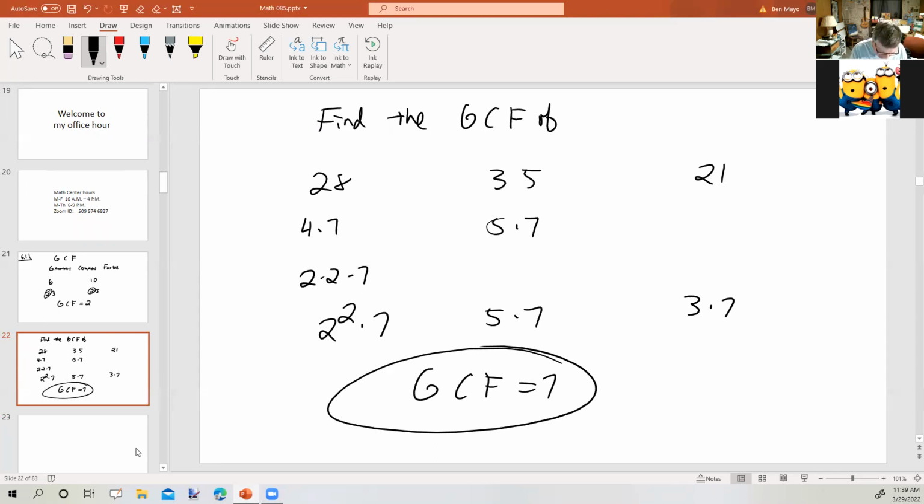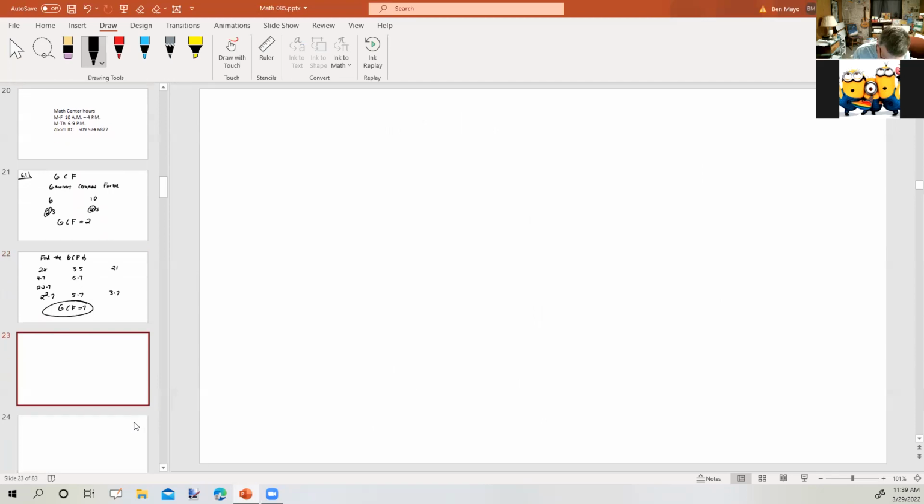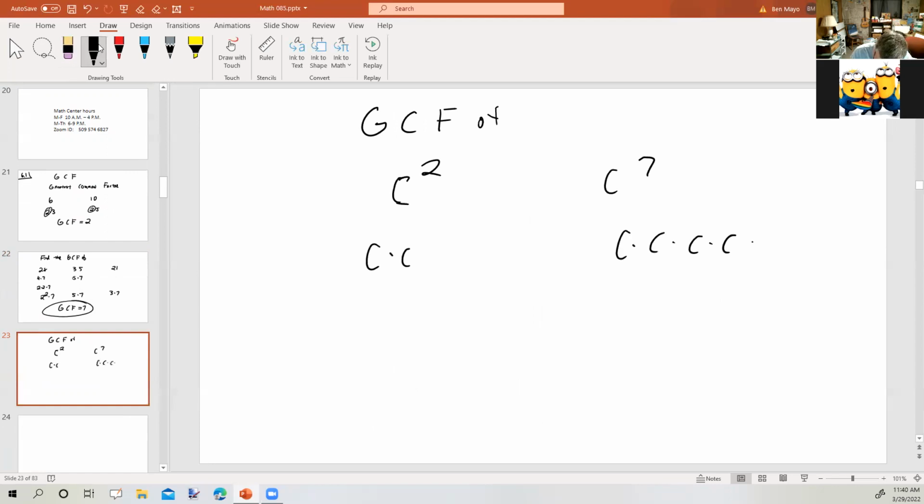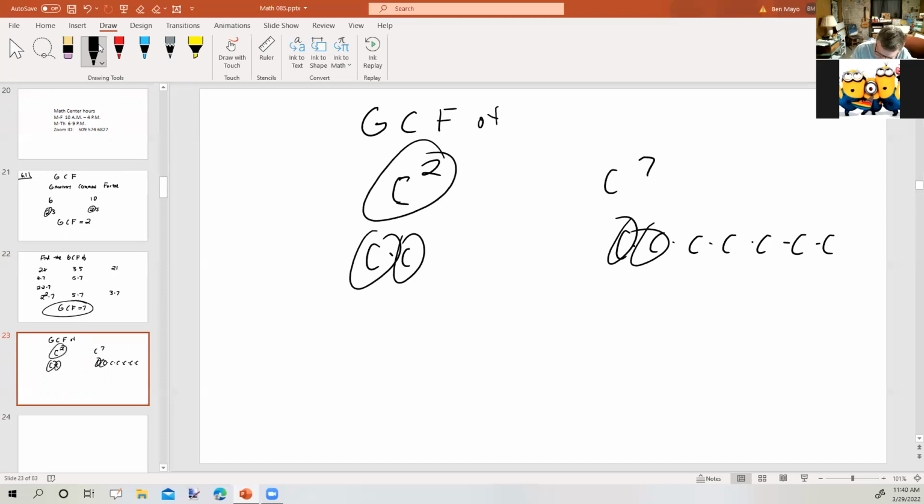All right, let's take a look at another example. It says, find the GCF of, my writing is atrocious, c squared and c to the 7th power. Well, c squared is c times c, and c to the 7th power is 7 factors of c. So what do they have in common? 2 factors, or basically the lowest power of c in either different original quantity.